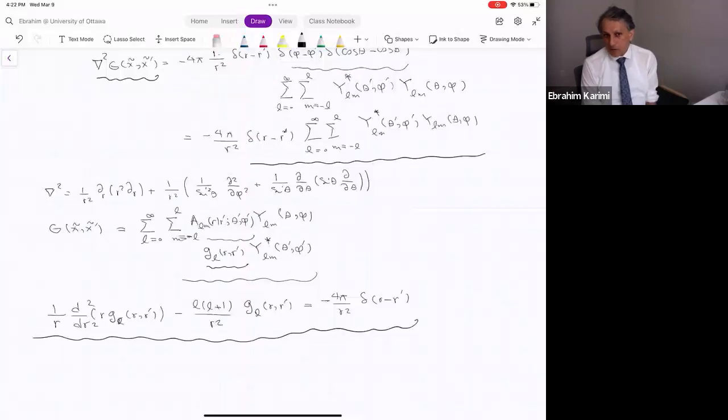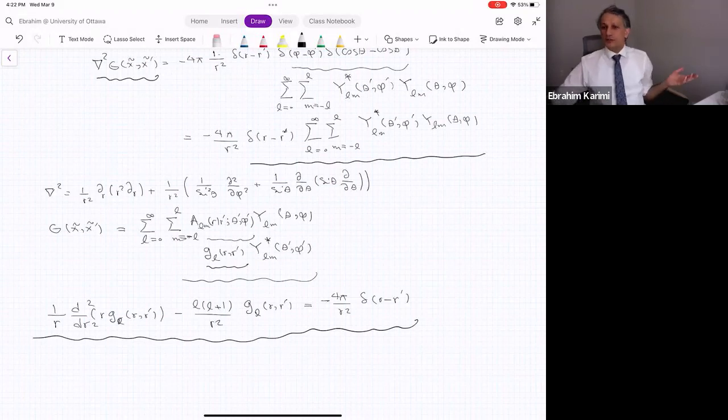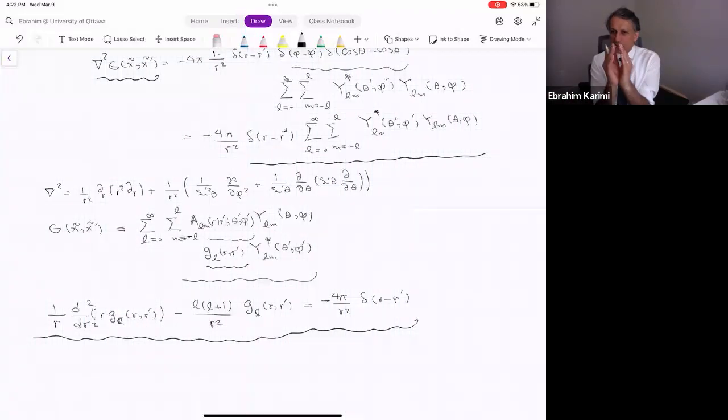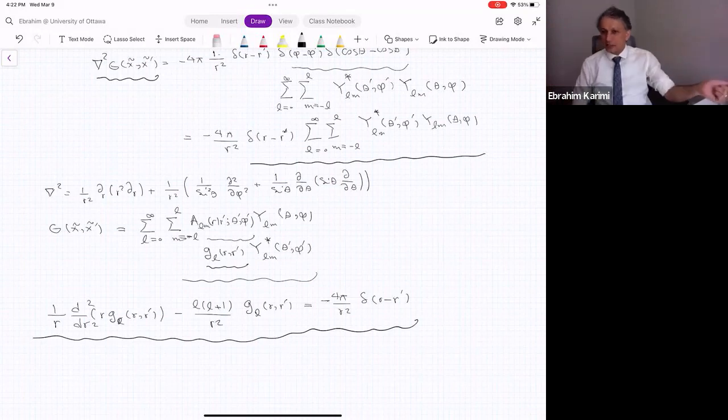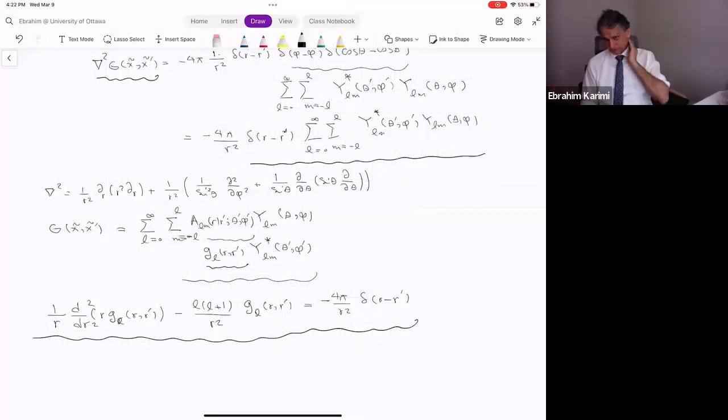Okay, how can you solve this? Depending on the boundary condition that you do have. What are the boundary conditions that you do have? You have 2 boundary conditions, 3 boundary conditions, 4 boundary conditions, or what else? At 0 it is undefined, or at infinity it is going to be 0. So those are the conditions that you have to apply, and from these conditions you will get g_L of r and r prime. All right?